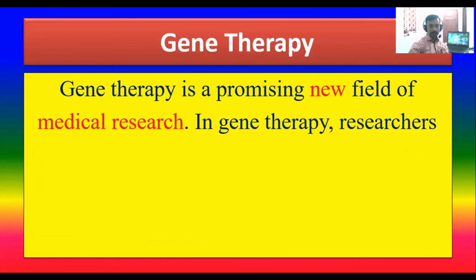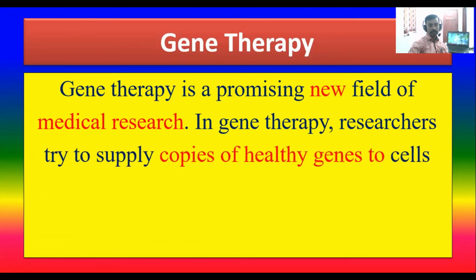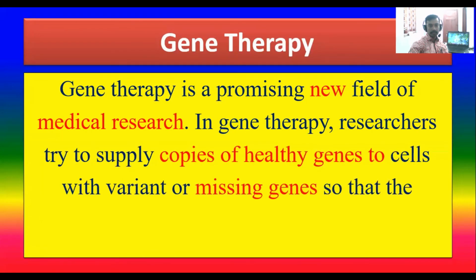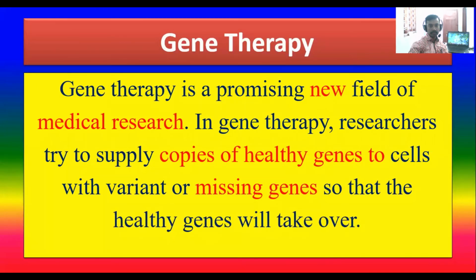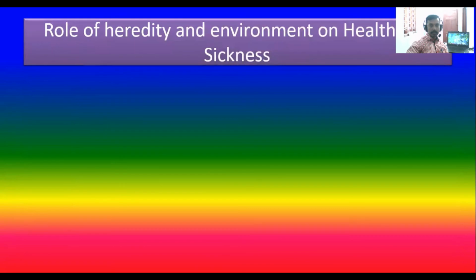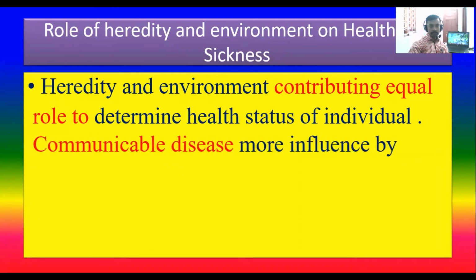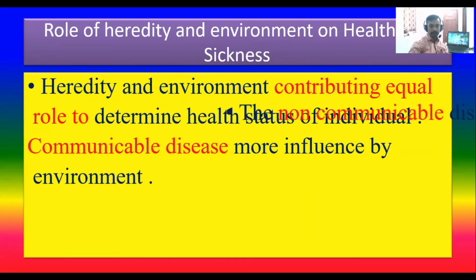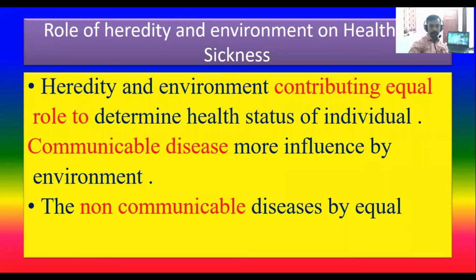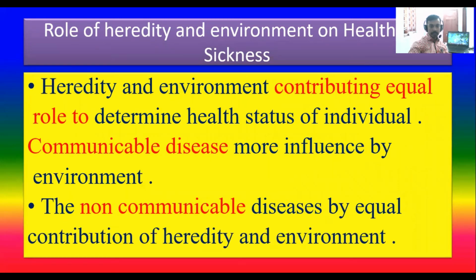Then gene therapy nowadays is a modern therapeutic method. In medical research, it involves copying healthy genes to replace unhealthy or missing genes to treat various diseases and genetic abnormalities. Then the role of heredity and environment in health and sickness: they mainly contribute equal roles in determining the health status of individuals, for communicable diseases and non-communicable diseases, equally contributed by heredity and environment.